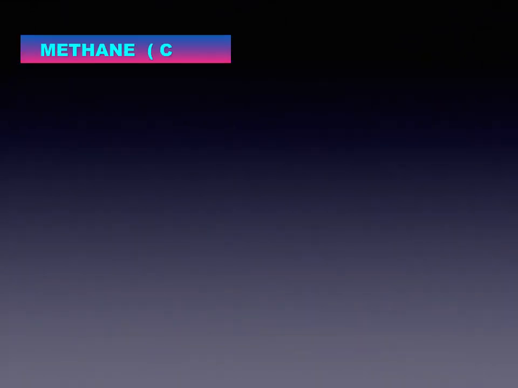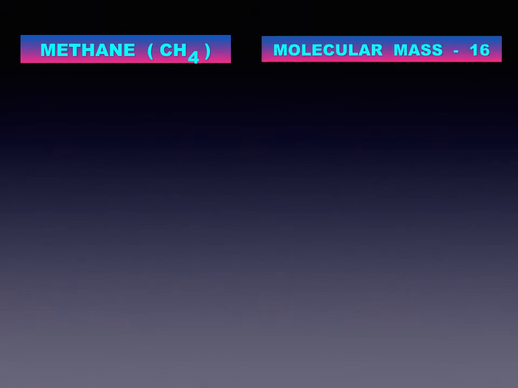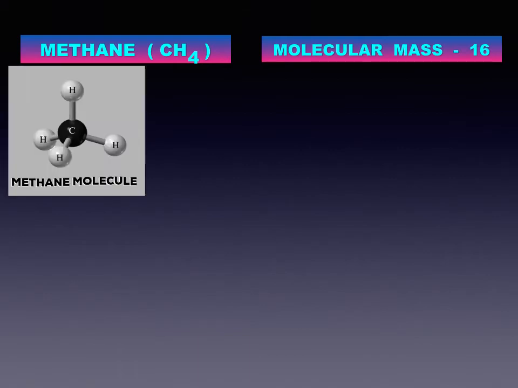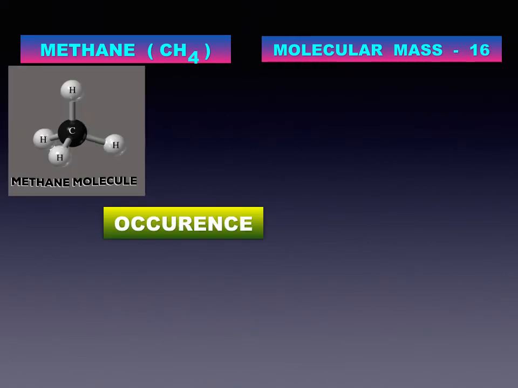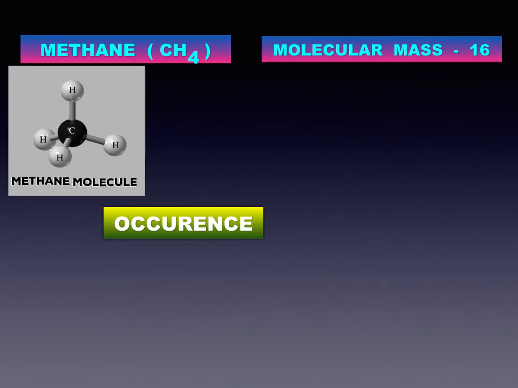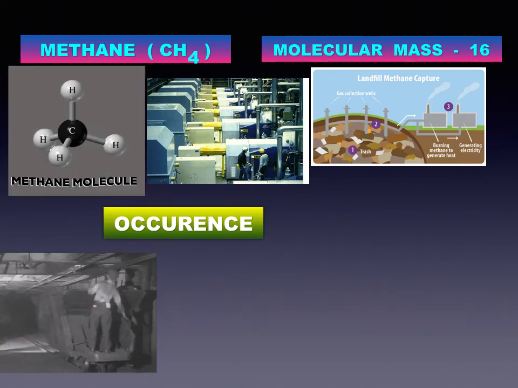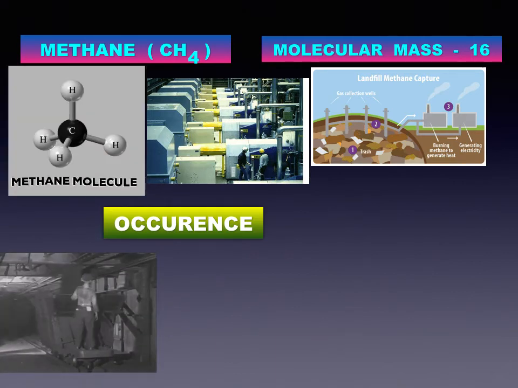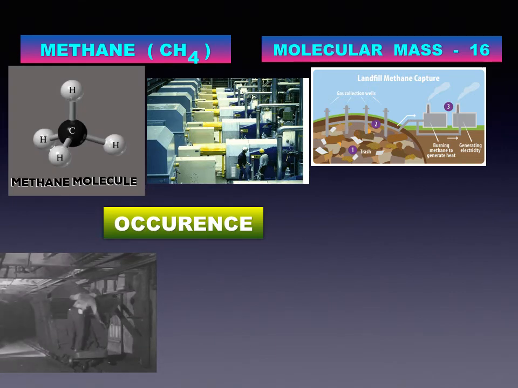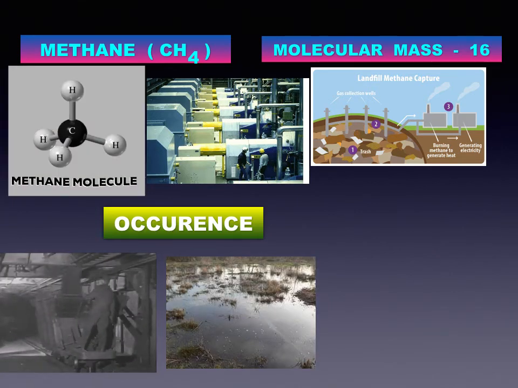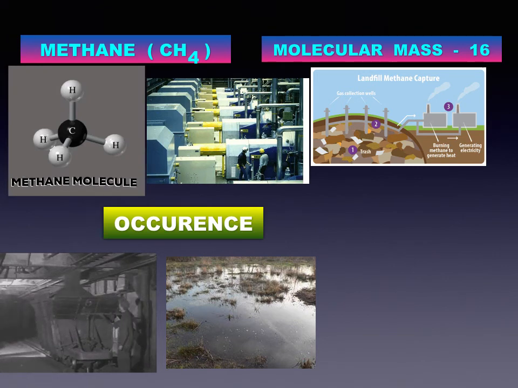Now we shall see methane, that is CH4, its molecular formula. Molecular mass is 16. Methane occurs in natural gas to the extent of 87%. Decomposition of organic matter in the absence of air, that's anaerobic, produces methane. Methane is present in biogas. Methane is found in coal mines. Methane is found at the surface of marshy places, which is why it is also called marsh gas.